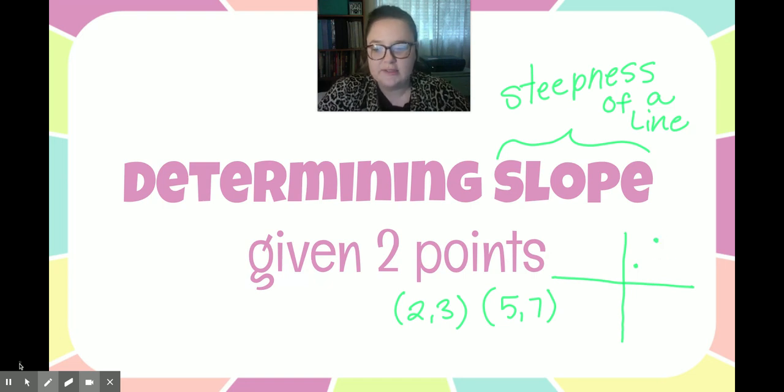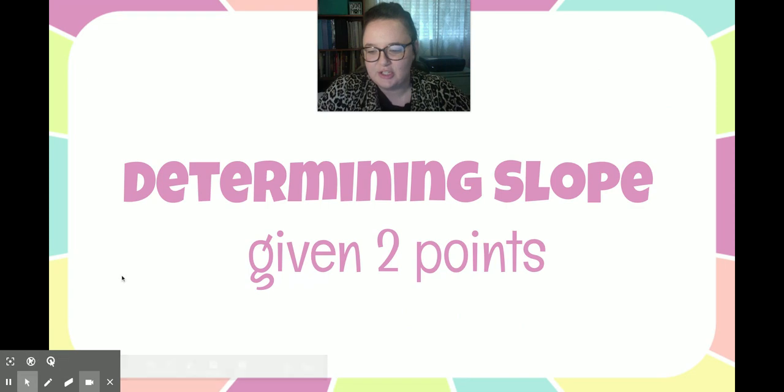Those 2 points that I gave you, if you connect them, they create a line. Ooh, that line is a little bit crooked, but you get what I'm saying, right? The points create a line, and you could tell me how steep that line is. It's just another way to give it to you. Instead of giving you the picture, I'm giving you the points. All right, so we're going to go ahead and jump right in and get started.